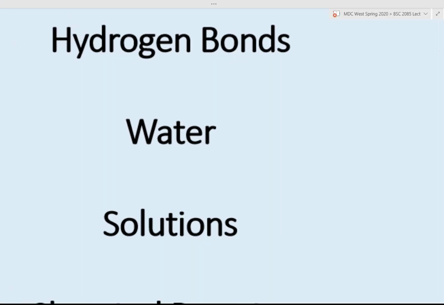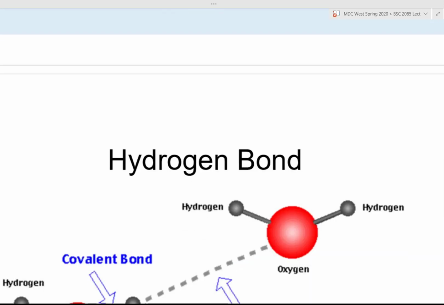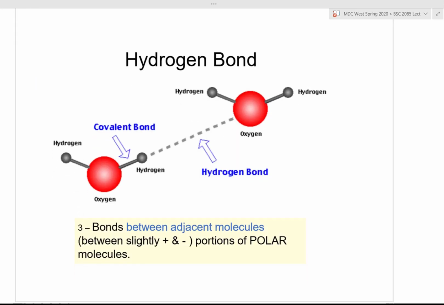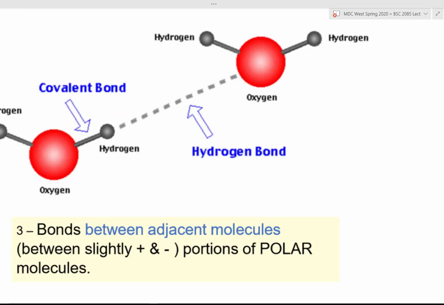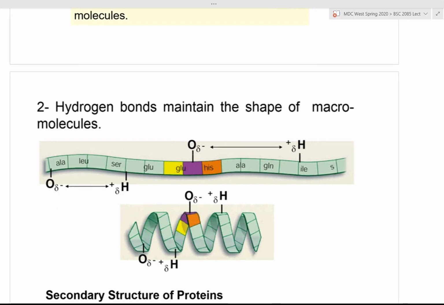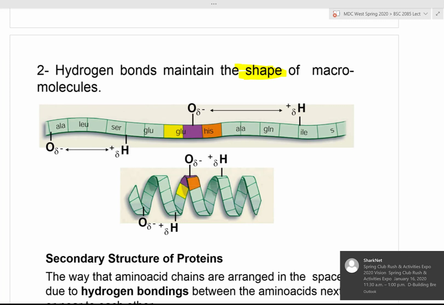So now we're going to talk about hydrogen bondings, water solutions and chemical reactions, which we did a little bit now. So we're just going to take a deeper look and get a little more information about water. So we said water has hydrogen bonding, but hydrogen bonds are important because they do not only happen in water, they also happen where? To maintain the shape of any what? Macromolecule.